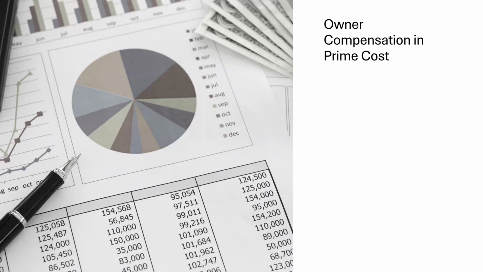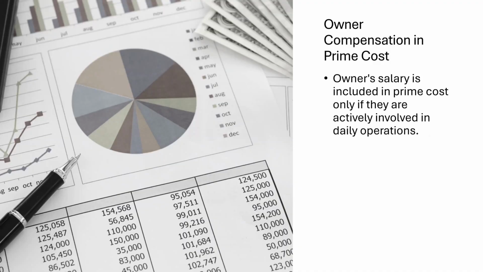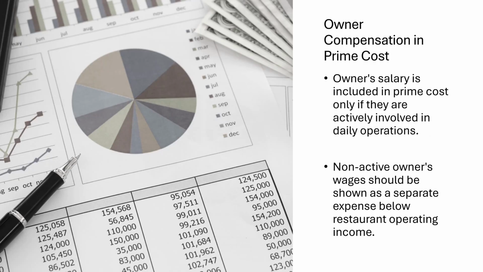Won't spend a lot of time on this. This is the owner compensation. Just kind of a rule of thumb. An owner's salary is included in the prime cost only if they're actively involved in the daily operations. If they're a silent owner, then you're not going to include them because that will really throw the prime cost off. Non-active owners' wages should be shown as a separate expense, down in the indirect expenses, on the owner's compensation line. But again, don't want to get too much in the weeds there, just kind of a rule of thumb going forward.